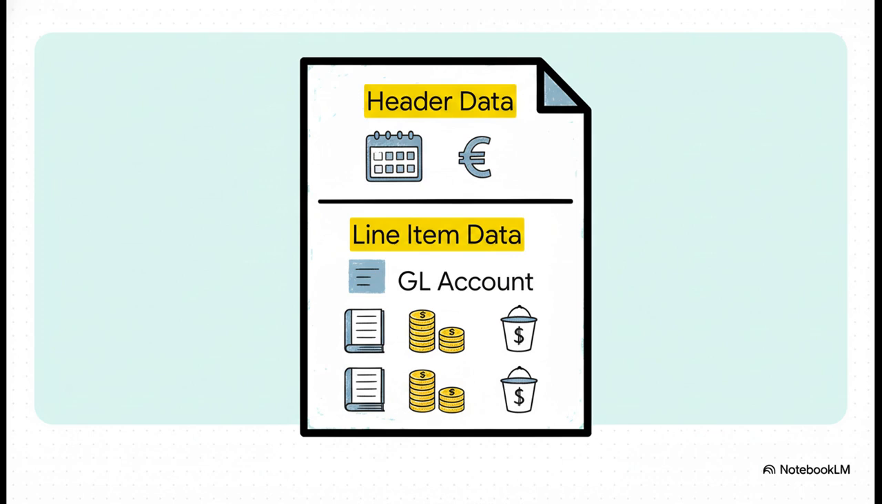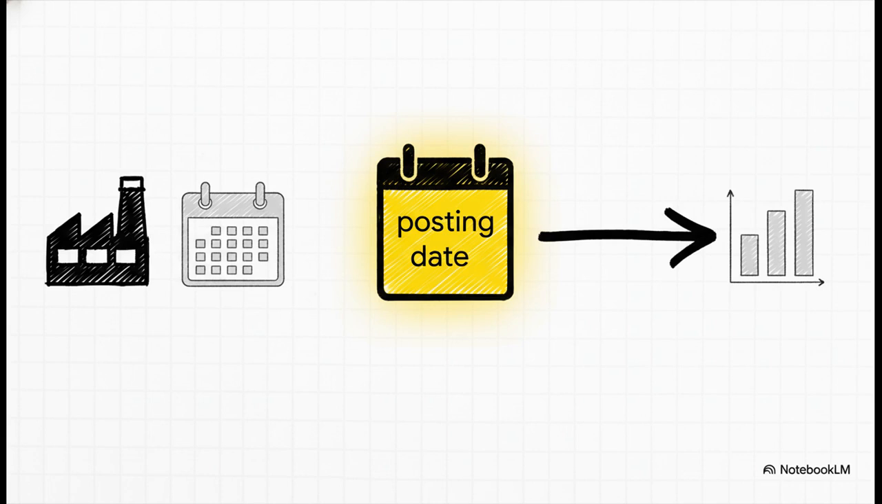You've got the header data, that's all the info that's common for the whole entry, like the date and currency. And then you have the line item data, which holds the nitty-gritty details of each individual debit and credit. So we start at the top with the header. We'll confirm our company code, and we'll enter the document and posting dates. Now, the posting date is the really critical one here.